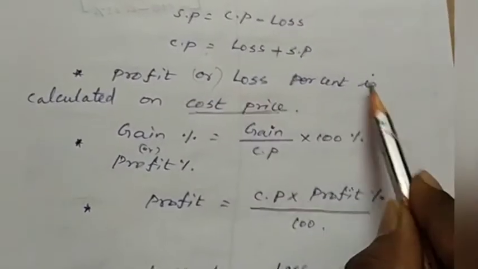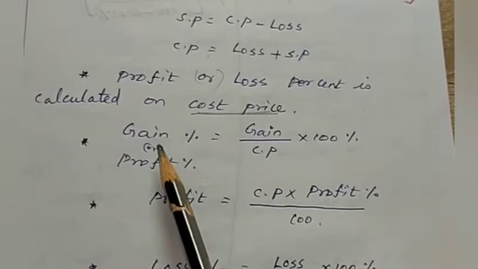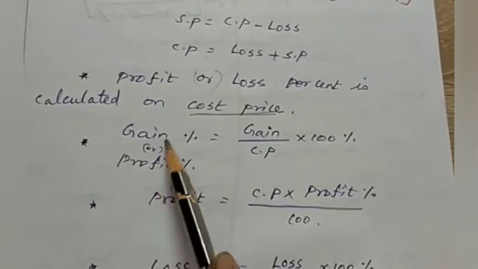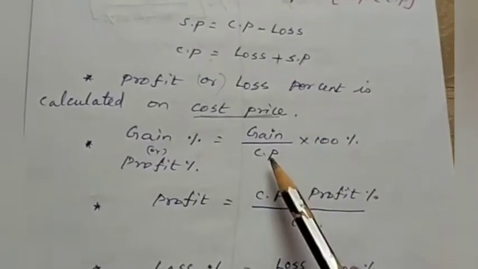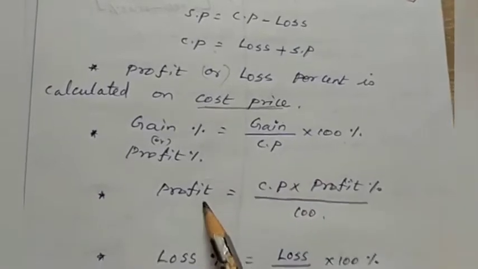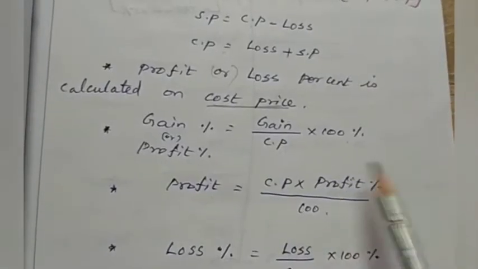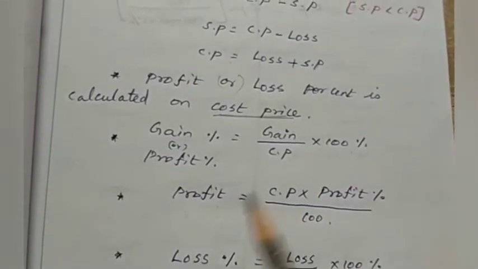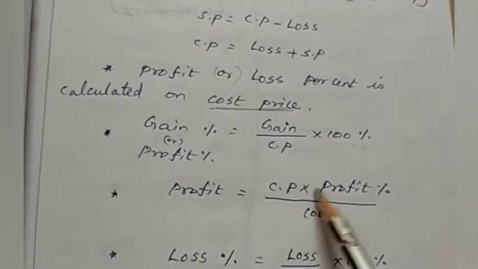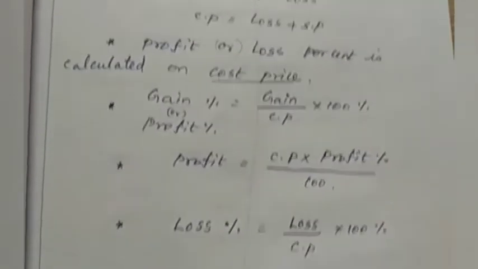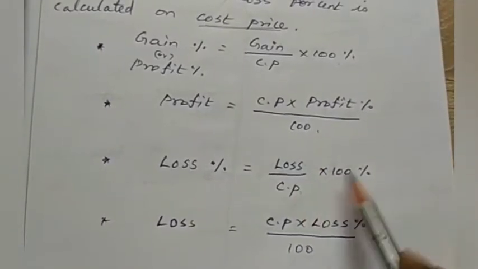Profit or loss percentage is calculated on cost price. Profit or gain percentage is equal to profit divided by cost price into 100. So profit is equal to cost price into profit percentage divided by 100. When profit percentage and cost price are given, use this formula to find the profit.